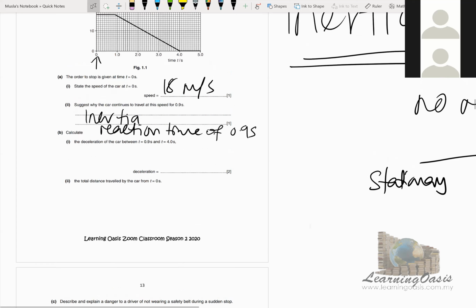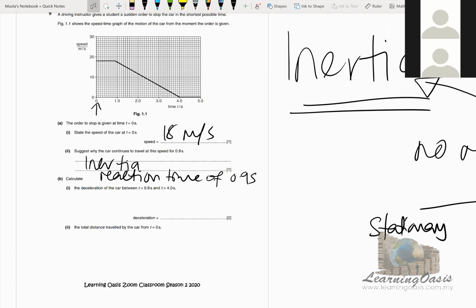Deceleration of the car between t equals 0.9 and t equals 4. So this will be the gradient of the graph. We don't have to be exact, just draw anywhere, or you can draw a big triangle. That is 0.9, and that is 18. So 0 minus 18 over 3, right? That will give you -6 meters per second squared.